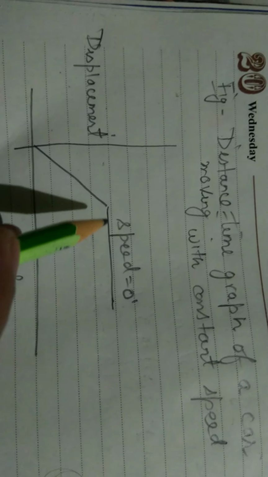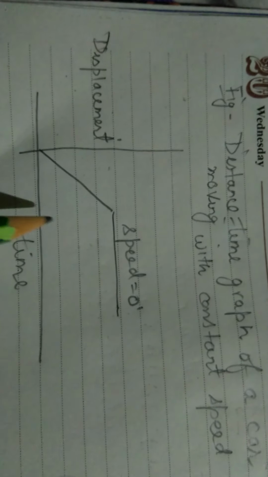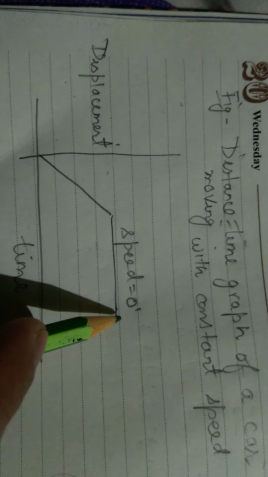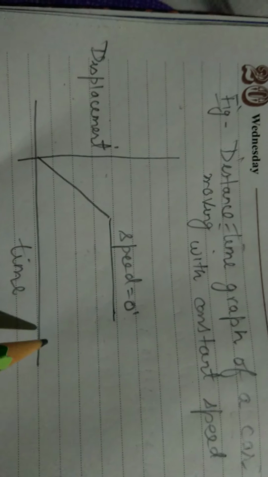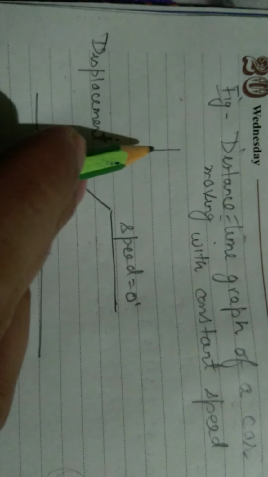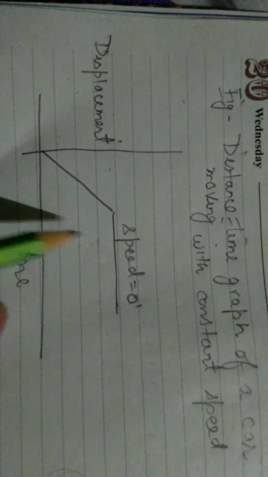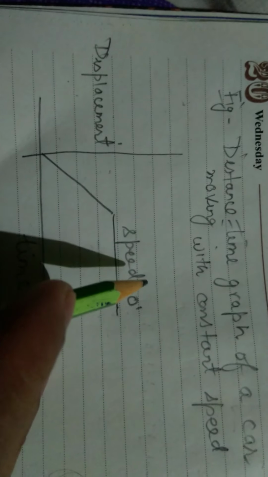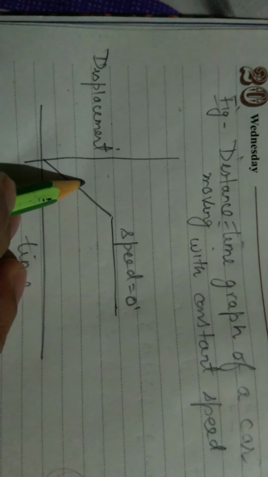Now in this part the graph has become parallel to the time axis. So here the distance is not changing, although the time is changing, so we say that the speed is 0. Whenever we make a distance-time graph and the graph is parallel to the time axis, that means the speed is 0. Here the speed is not 0.